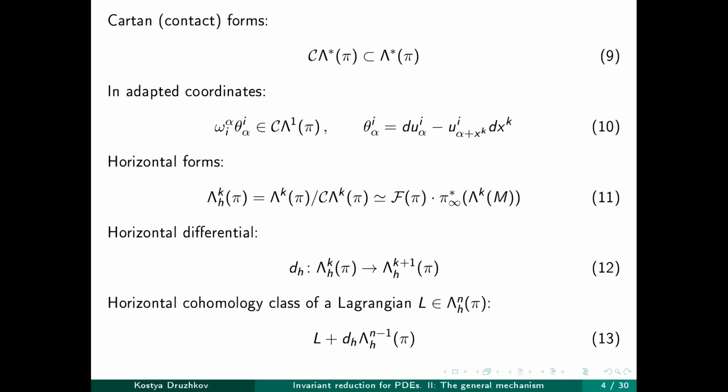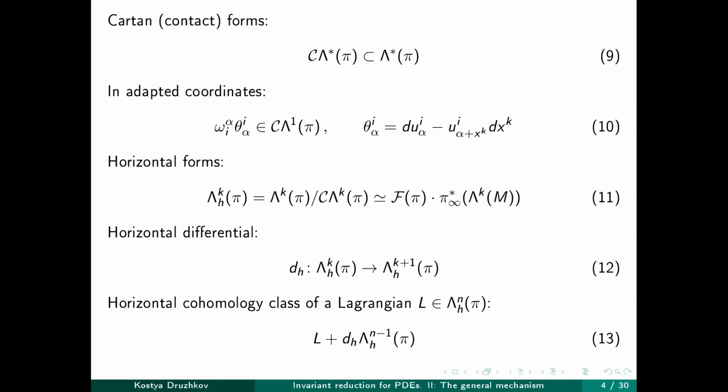Speaking of Cartan 1-forms in coordinates, they have the form 10. Theta I alpha denotes the basis contact forms, and any other Cartan 1-form locally has the form omega alpha I theta I alpha. It must be a finite sum, and omega alpha I are functions of adapted local coordinates. They also must depend on a finite number of arguments, but let's move further. So these are functions of local coordinates.